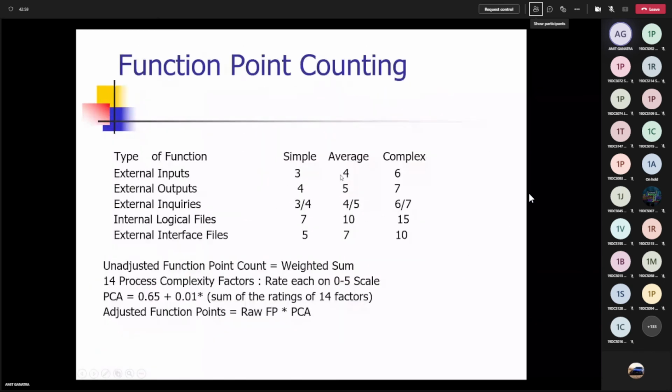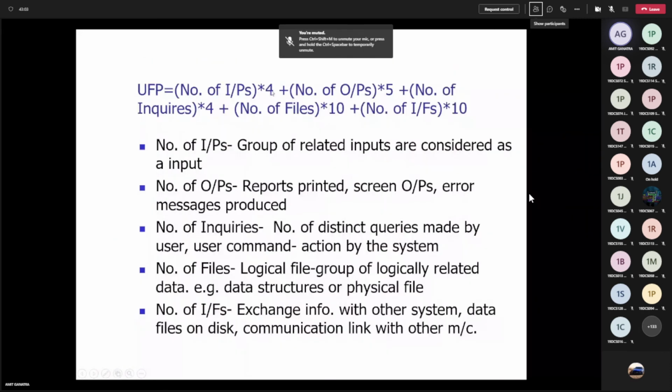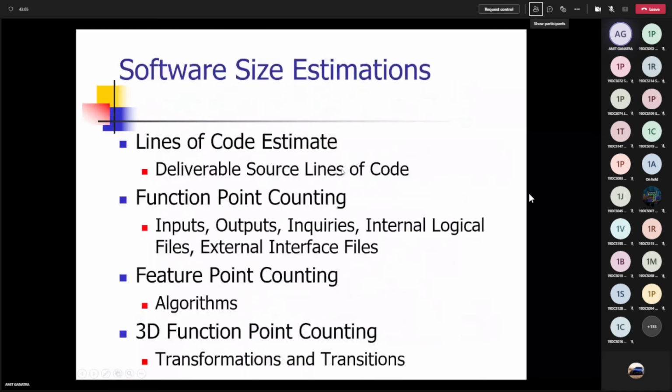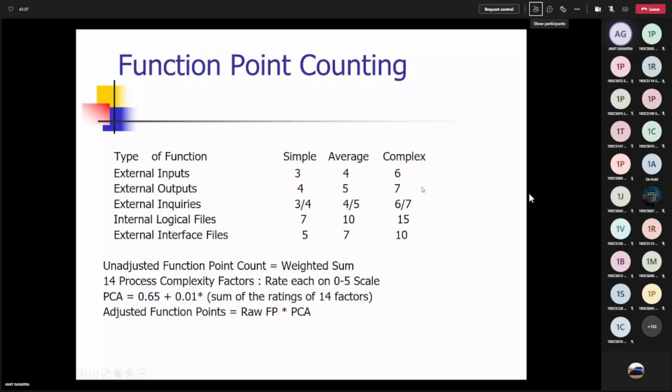For average, it is 4. For complex, you have to change it to 6. So this value will become 6. So if you add algorithmic complexity and, based on that, refine this value, then it is going to become the feature point matrix.